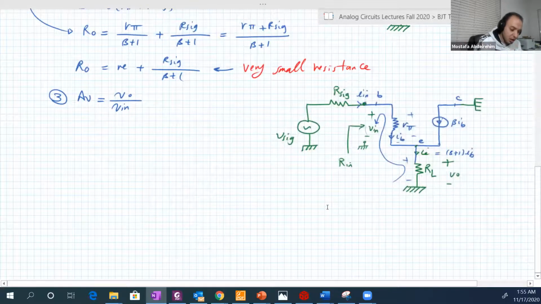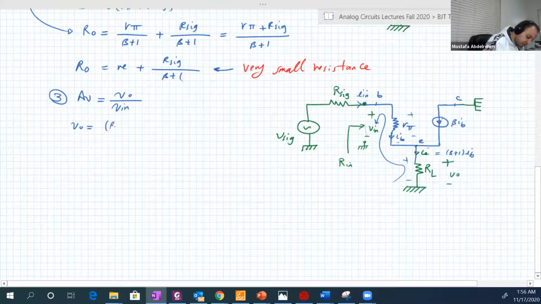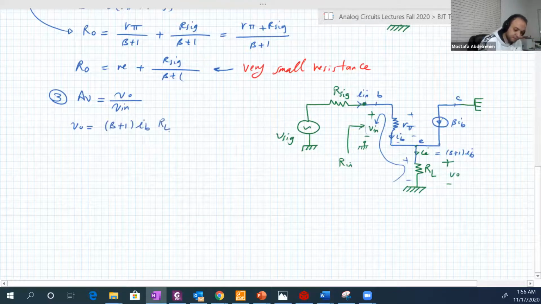Good. So VO is the voltage across our load, so it's equal to the current in our load multiplied by our load. The current in our load is beta plus 1 IB, and our load is RL. Good. How about V input?